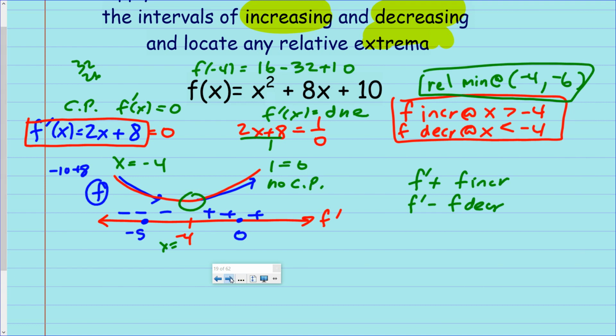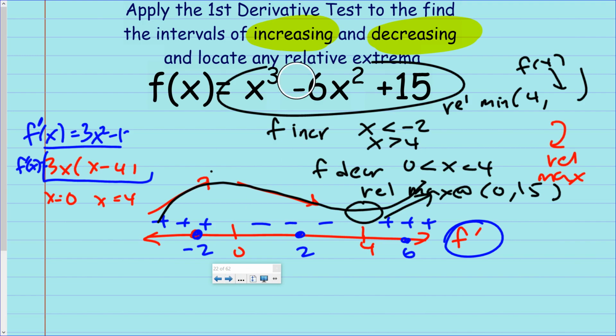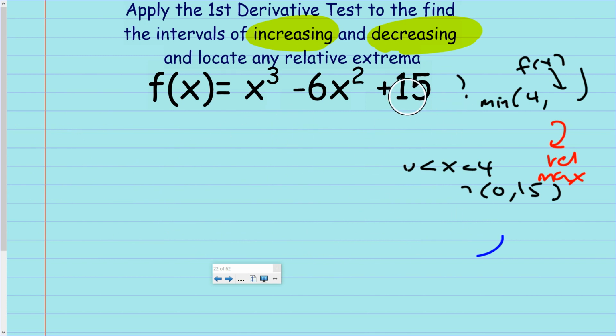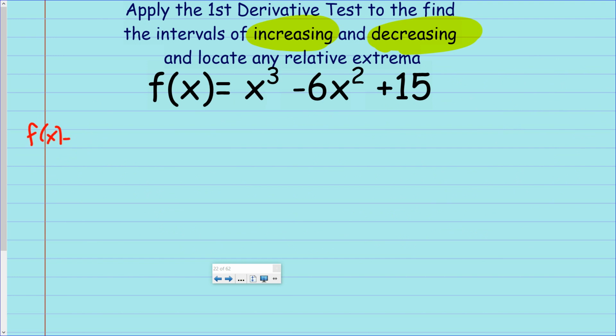Okay, let's do another problem. All your problems are basically like this. So if we look at this problem here, we're asked the same question. You're given f. Can you please tell me where your relative max is, where your relative min is, and where you have f increasing and where you have f decreasing? Guys, what do you do first? If you have no idea what to do, what do you do first?